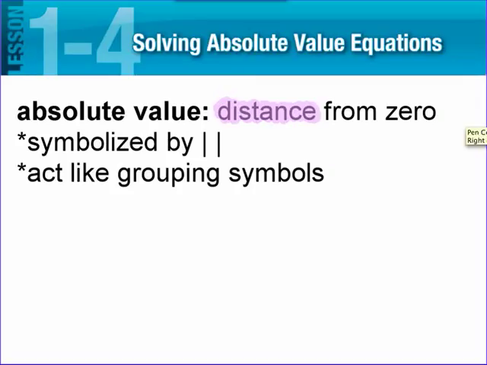Or what can you guys tell me about absolute value? It's always positive, because you can only go a positive distance. You can't go a negative distance. And so when we use the word distance, that signifies that your answer will always be positive.